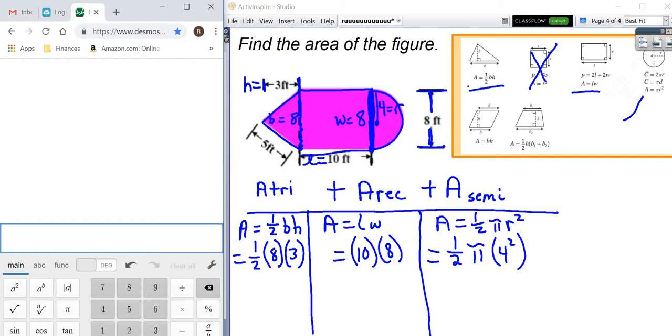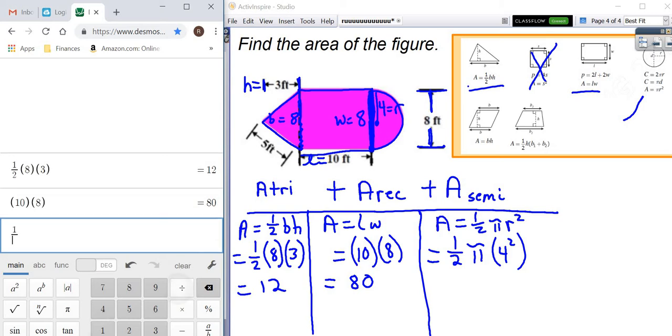Then I'm going to have to add them all together. So let's do this in our calculator. 1 divided by 2 times 8 times 3 gives me an area for that triangle of 12 feet squared. Then we're going to do length times width, so we're going to do 10 times 8, which gives us 80 feet squared for the rectangle.